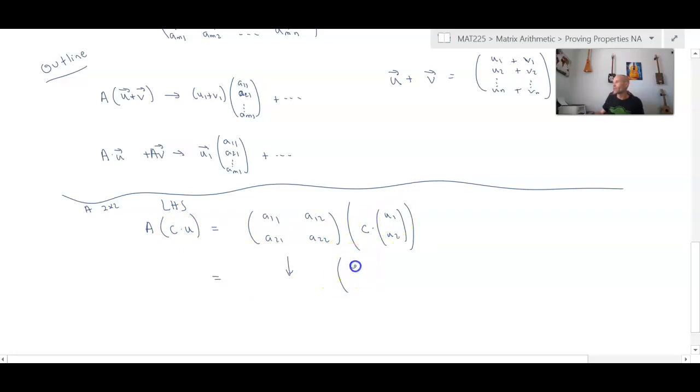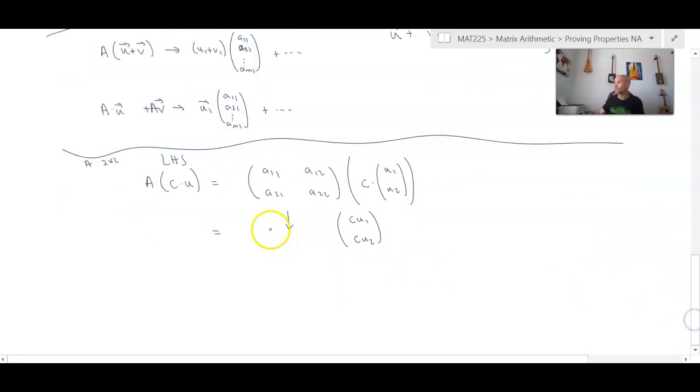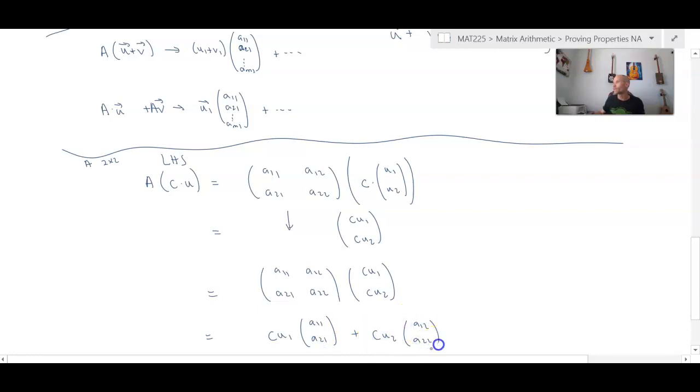C times u1, u2 would be cu1, cu2, based on how scalar multiplication of vectors is dealt with. And now we're going to take a11, a12, a21, a22, and multiply it by this vector, where cu1 and cu2 are just two real numbers. So we're going to get cu1 times a11, a21, plus cu2 times a12, a22. Now maybe we'll want to take this a little further, but let me operate on the right-hand side just to see if there's going to be a parallel where I could do a rearrangement.